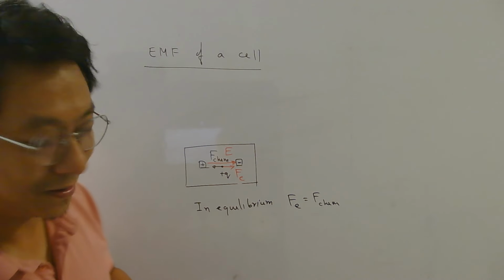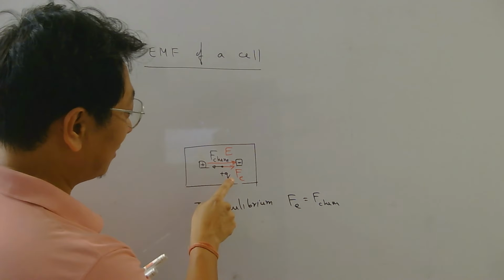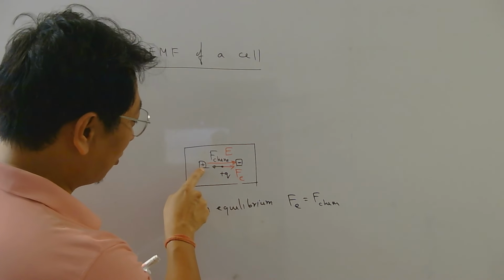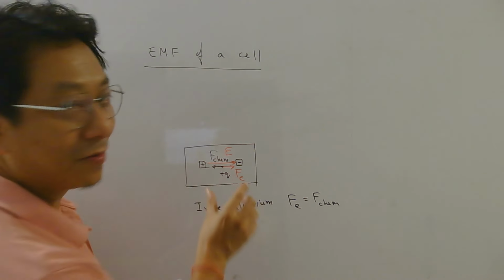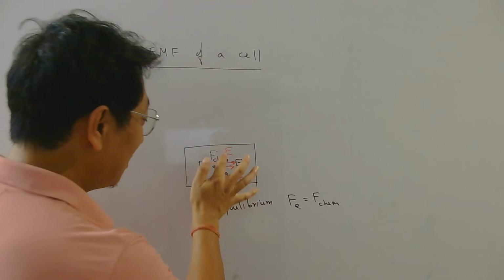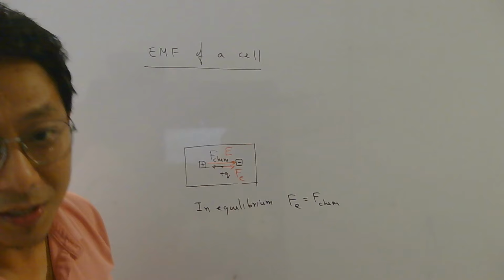cell, right? Now mind you, these chemical forces are important. Without that, these electrostatic forces would have brought all the plus charge back to minus charge, and the potential difference would be lost. So these chemical forces help you to maintain potential difference.